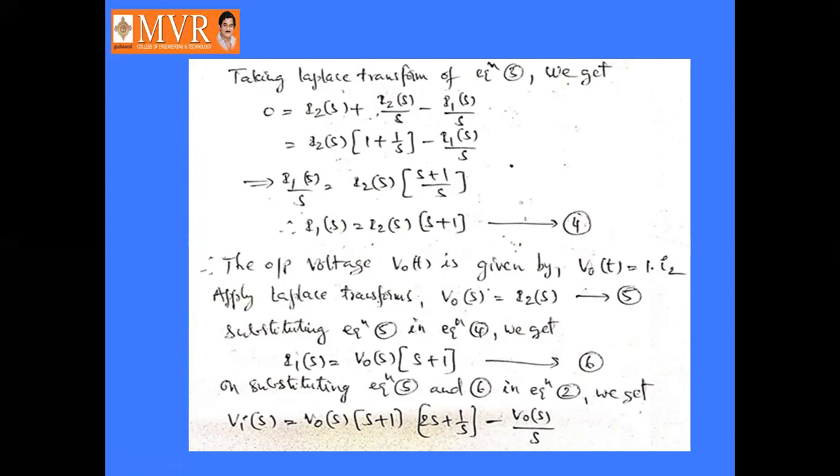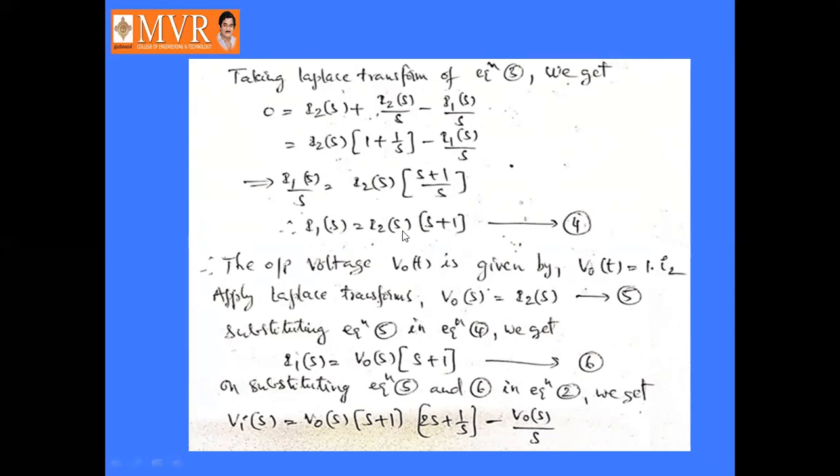Therefore, the output voltage V naught of t is given by the voltage across the 1 ohm resistor, that is I1 into 1, I2 into 1. So V naught of t is equal to 1 into I2. Again we apply the Laplace transform for this one, so that V naught of S becomes I2 of S. So this is considered as equation number 5.